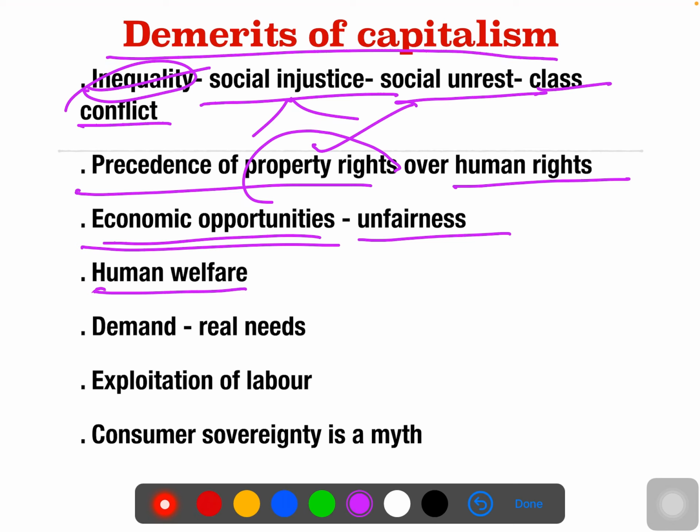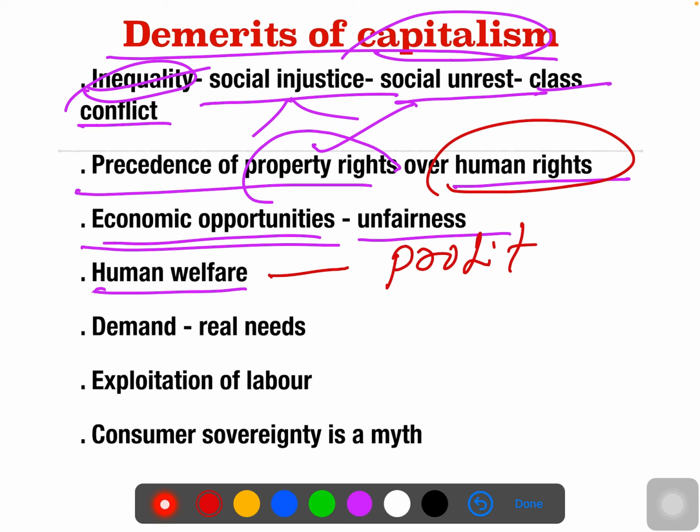The next one, human welfare. The capitalist economy completely ignores human welfare, because for them the most important thing is profit. They completely concentrate on profit rather than human welfare. They do not give any importance to human welfare in this kind of economy. As I told you, human rights will be ignored. And the other thing here is that, because of the inequality, demand does not show the real needs. What is important for the economy, which good is important and which is not, won't be shown. The real demands of the economy are not shown.